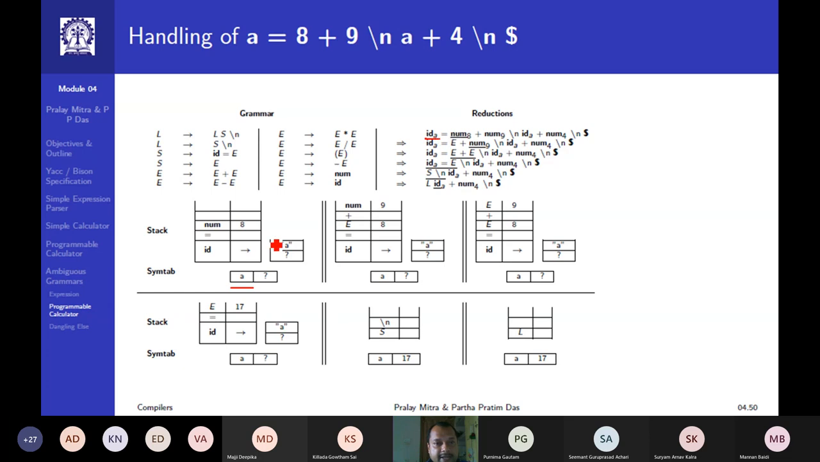At the same time, this ID will be entered in the stack. And as an attribute, this ID will know where this a is stored, or the address of a. Because when finally assignment will take place, the assignment will take place in that particular memory location. Okay. Next, num, actually that is 8. 8 is nothing but the num.